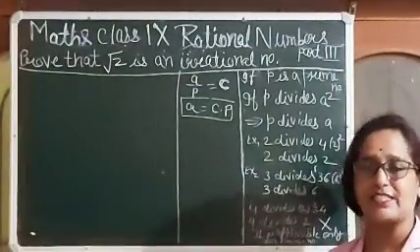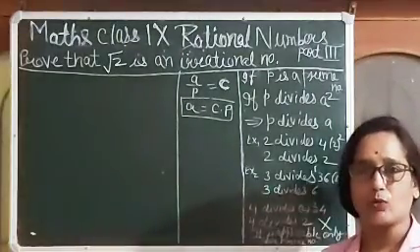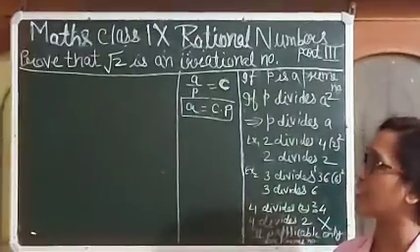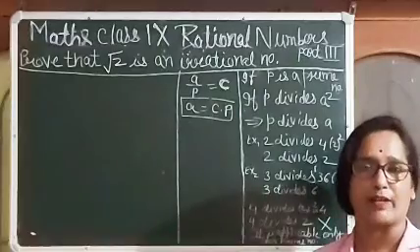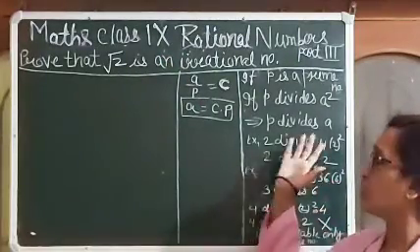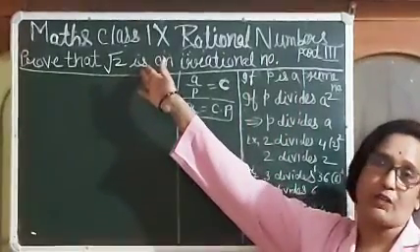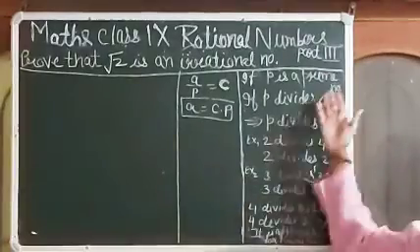In the previous class we discussed what a rational number and an irrational number are. Today I will explain how we can prove that a number is an irrational number. Before this proof I will explain one theorem which is very useful for proving that a number is an irrational number. So let's see here.